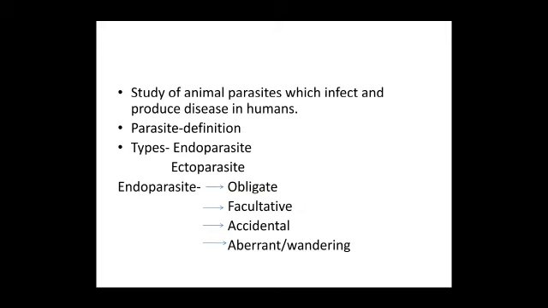How do you define parasitology? It is the study of animal parasites which infect and produce disease in humans. These parasites can be classified into two types. One is an ectoparasite, the other one is an endoparasite.